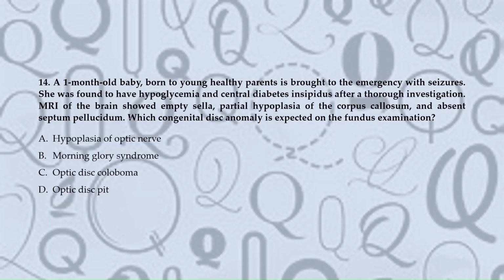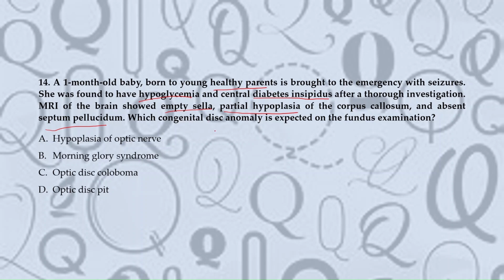So let's take a question now. A 1-month-old baby born to young healthy parents is brought to the emergency with seizures. She was found to have hypoglycemia and central diabetes insipidus after thorough investigation. MRI showed empty sella, partial hypoplasia of the corpus callosum and absent septum pellucidum. Which congenital disc anomaly is expected? If you are an ophthalmologist called upon to see the fundus, what would you expect?